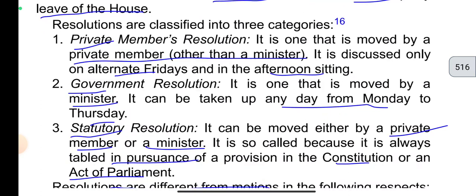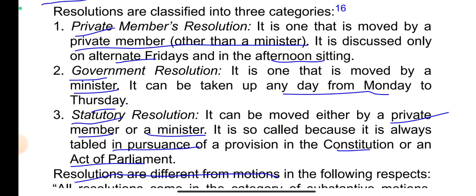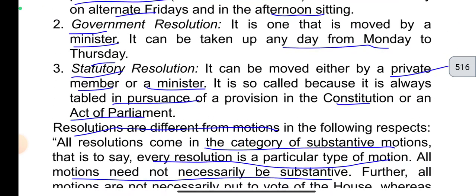Private members resolution, it is one that is moved by a private member other than a minister. It is discussed only on alternate Fridays and in the afternoon sitting. Government resolution, it is one that is moved by a minister. It can be taken up any day from Monday to Thursday. Statutory resolution, it can be moved either by a private member or a minister. It is so called because it is always tabled in pursuance of a provision in the constitution or an act of parliament.